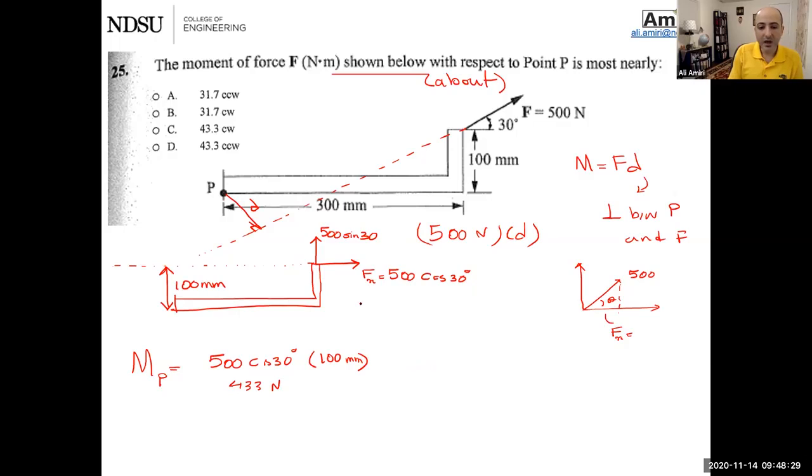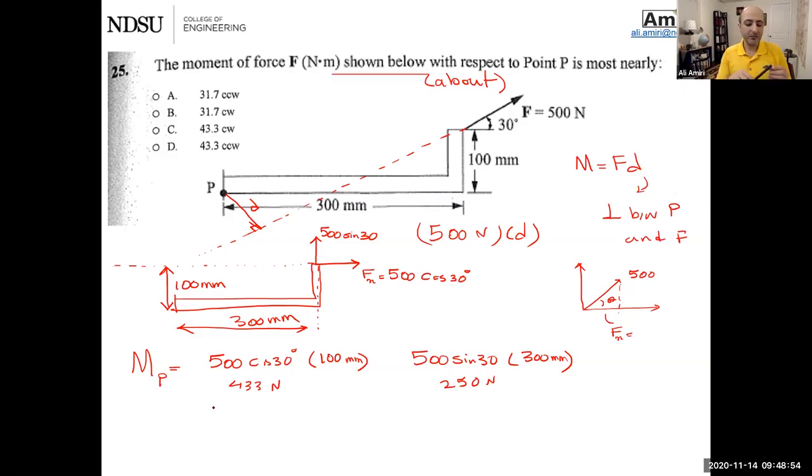The next one I have is 500 sine 30, which is going to be 250, at a distance. Again, the perpendicular distance between that point and the line of action of that force. Line of action is right here. Perpendicular distance is 300 mm. One last thing I have to do is the sign.